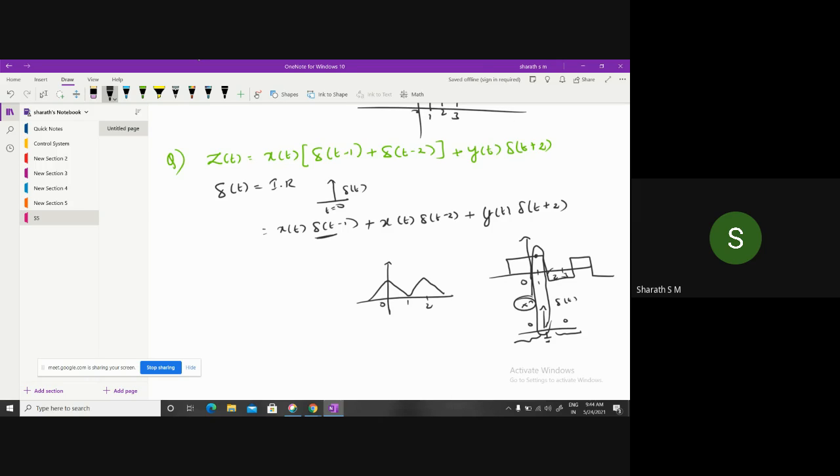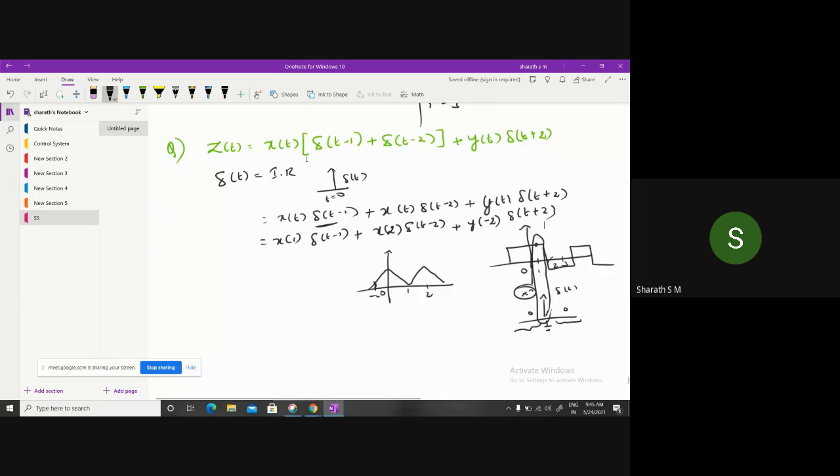So at t is equal to 1, it is going to pick the amplitude level of x of t, that is equal to x of t into delta of t minus 1. In the same way, at delta of t minus 2, it is going to pick the amplitude level at t is equal to 2. And y of t into delta of t plus 2, t plus 2 means at t minus 2. So it is going to pick the amplitude level at t is equal to minus 2. So we can write down this equation as: it is going to pick the amplitude level at t is equal to 1 into delta of t minus 1, the amplitude level at t is equal to 2 into delta of t minus 2, and the amplitude level at t is equal to minus 2, that is what delta of t plus 2.